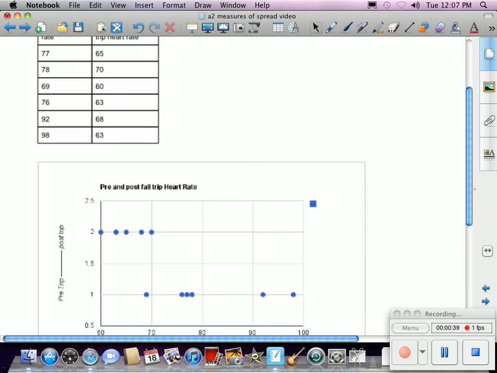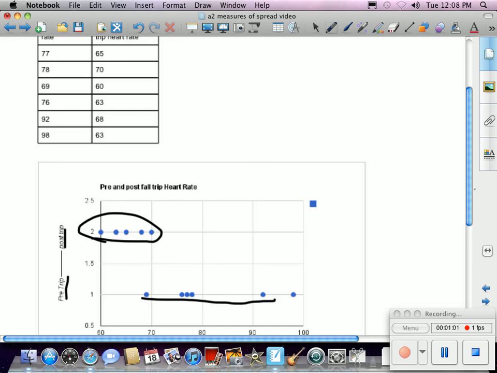So the top set of data here is the inbound data. In other words, we've gone on fall trip, and here is the outbound data. In other words, we're heading out on fall trip. So this is pre-trip and post-trip data. Now, there's a couple things you can notice.